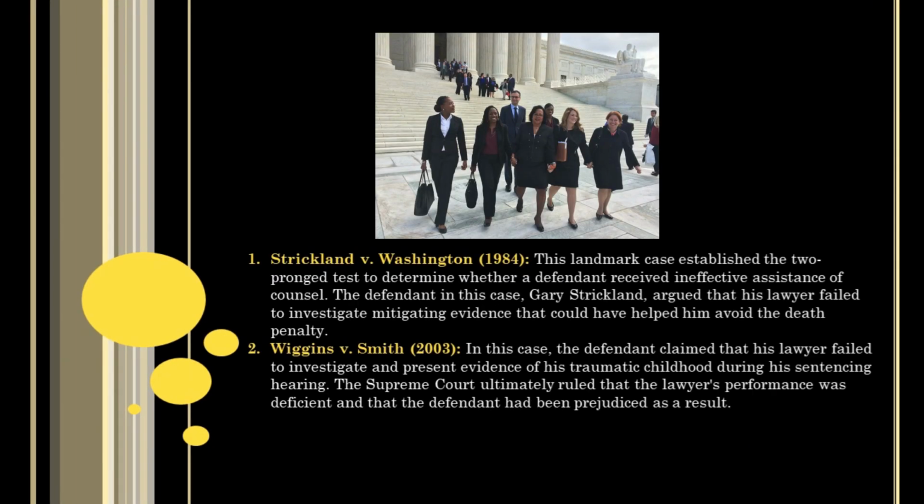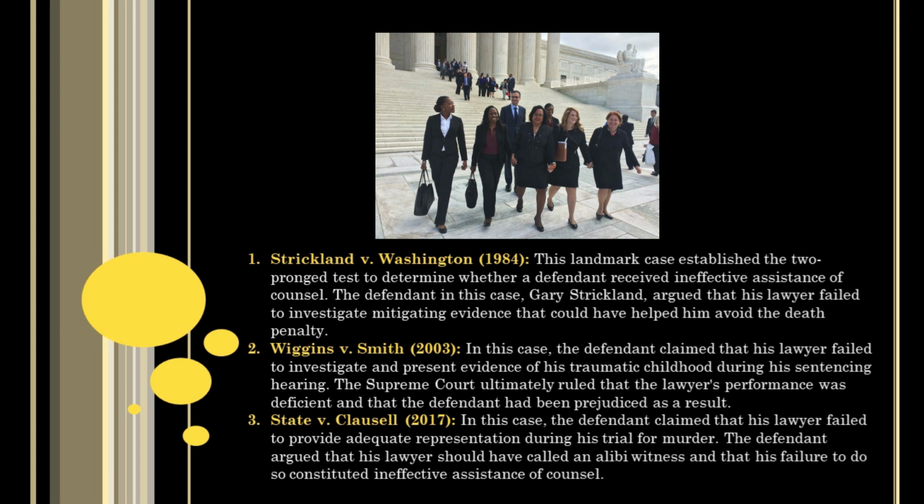Strickland v. Washington, 1984. This landmark case established the two-pronged test to determine whether a defendant received ineffective assistance of counsel. The defendant in this case, Gary Strickland, argued that his lawyer failed to investigate mitigating evidence that could have helped him avoid the death penalty.